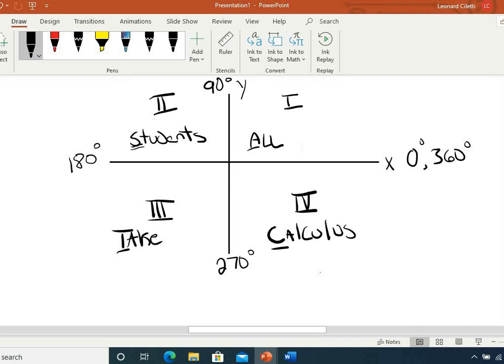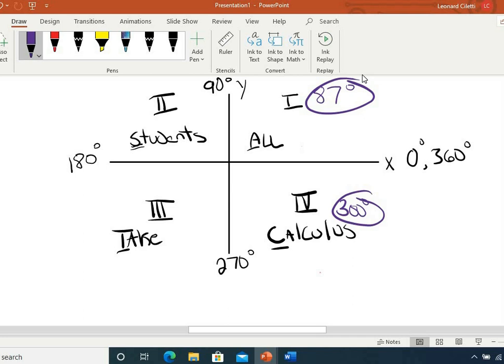I also wrote in there "all students take calculus," so we know in the first quadrant all trig functions are positive. In the second quadrant, sine is positive. Third quadrant, tangent is positive, and fourth quadrant, cosine is positive. So just another quick review. I wanted to make sure we recall what angles go in what quadrants, just so we can get through this and understand exactly what's going on here.